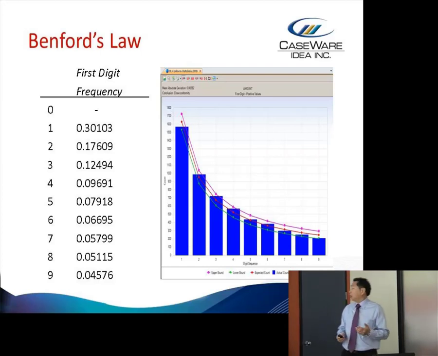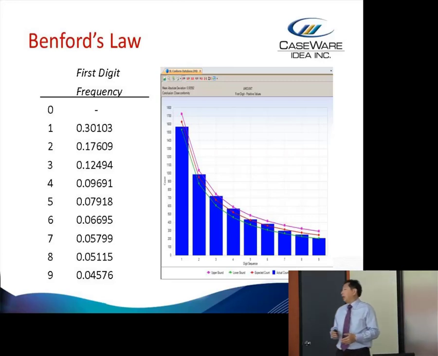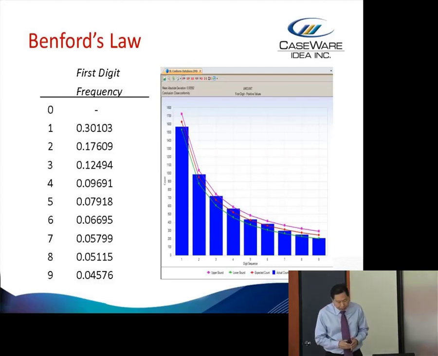So basically what it would look like is this. The blue bars are the actual count of leading numbers. And the lines from top to bottom are the upper expected limit and the lower boundary of the expected distribution for Benford's law.